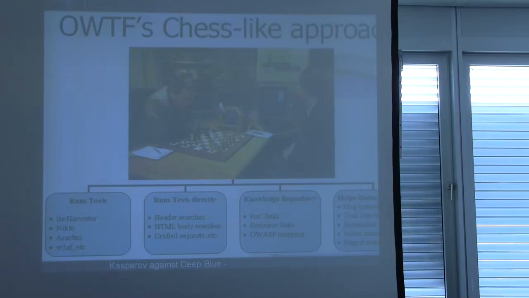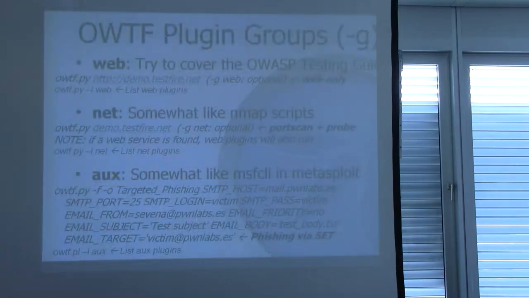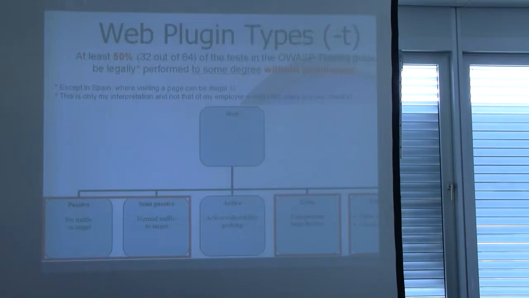This is about helping the human analysis, but I'll explain this in a few seconds. So there are 3 main plugin types: web, net, and auxiliary. The web plugins try to cover the OWASP testing guide. The net plugins are a little bit like Nmap scripts, so they try to probe for network services. And auxiliary plugins are a little bit like the MSF CLI way of calling Metasploit. So it's just shell one-liners to do some stuff. For example, this is an example to run a targeted phishing attack through the Social Engineering Toolkit. So things like this.